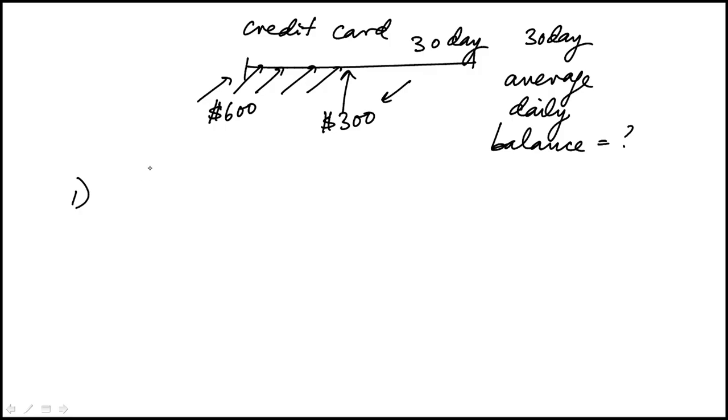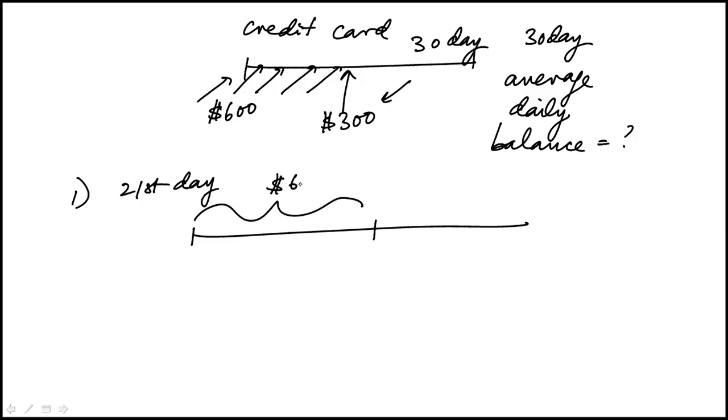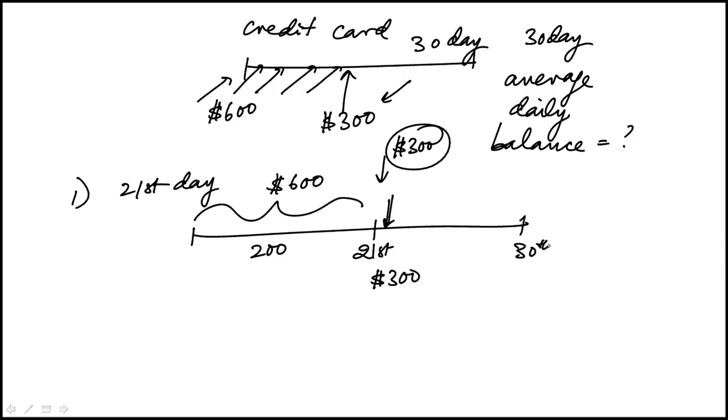Now, statement 1 says that Jane's payment was credited on the 21st day. So we can think about that for the first 20 days, the balance was $600. And then at the end of the 21st day, the balance would be $300 because that payment of $300 was credited. Which means for the remaining days up to the 30th day, and this would be 10 days, including that 21st day, her balance is $300.